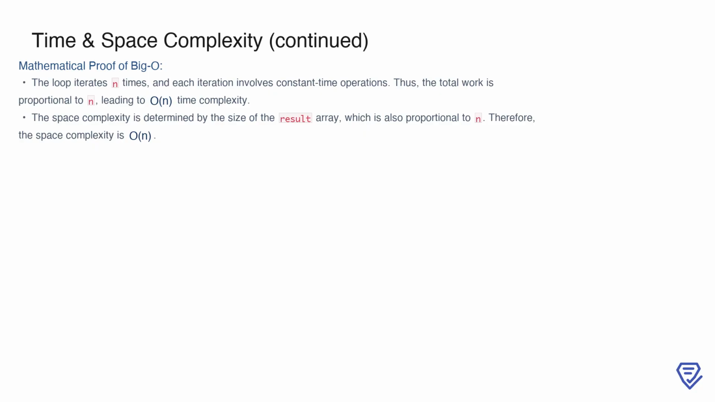Similarly, the space complexity is determined by the result array, which stores n characters and requires O(n) space. Since no other part of the algorithm uses significant additional memory, the space complexity is also O(n). This consistent scaling in both time and space ensures the algorithm is highly efficient, even for large inputs.